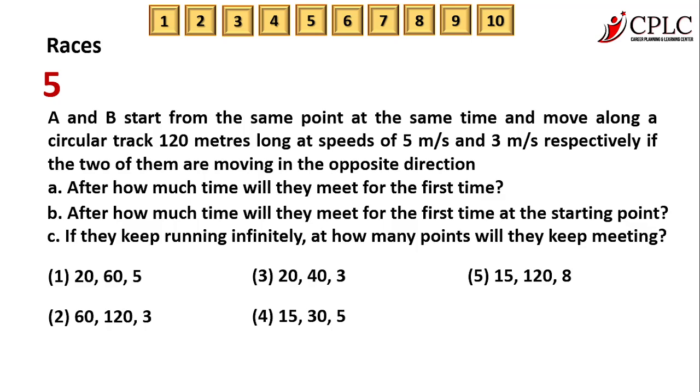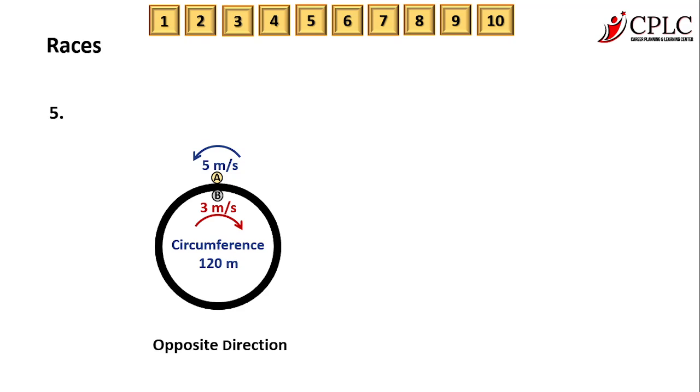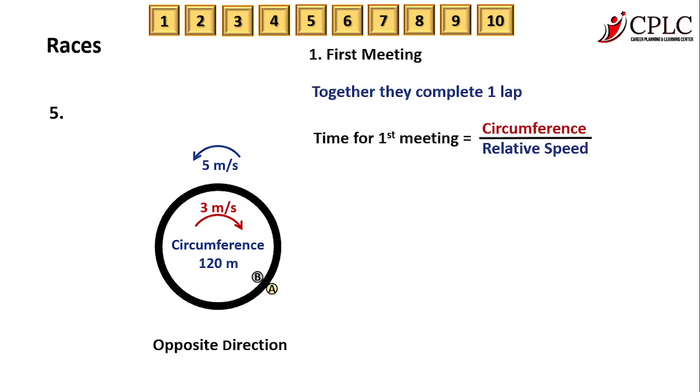So again, the first question, the first meeting time: the formula remains the same, circumference upon the relative speed. But here, because they are moving in the opposite direction, the relative speed is going to be the sum of both the speeds. That is 120 upon 5 plus 3. 5 plus 3 is 8. 120 upon 8 becomes obviously 15 seconds. So for the first meeting, they will only take 15 seconds because they are running in the opposite direction. So the time is less because the speed is more in that aspect.